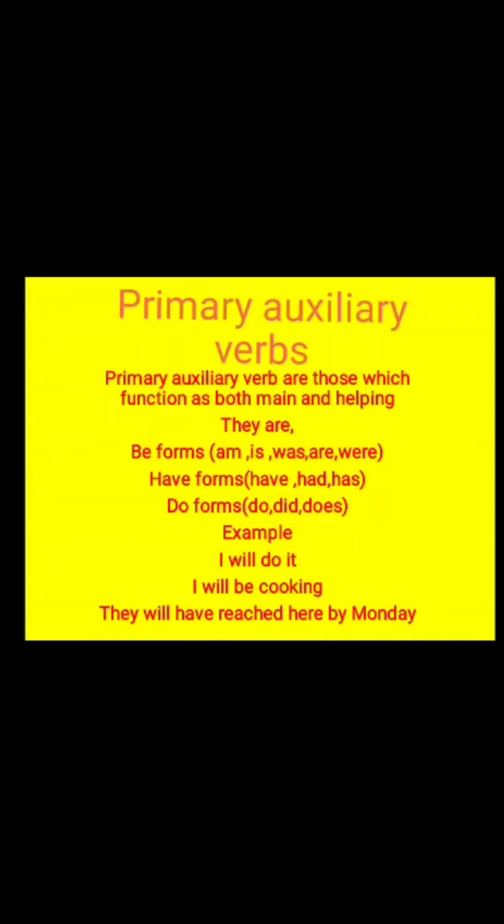So I can explain with an example how to differentiate main and helping auxiliary verbs. Let me explain. I will do it. In this sentence, you can see will is also an auxiliary verb, do is also an auxiliary verb. Let me tell you which is the main and which is the helping. Will comes under modal auxiliary verb, which I'll tell you later in the next slide. Here do will act as a main auxiliary verb, because do comes under be, have, do. These three come under main auxiliary verb.